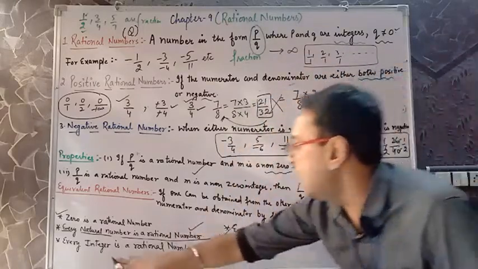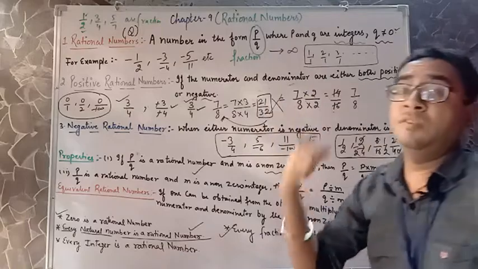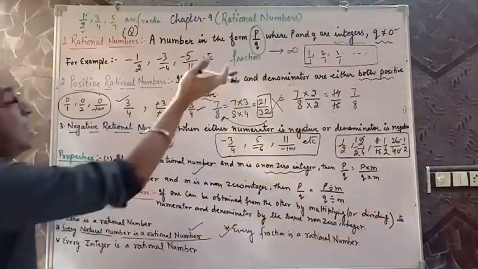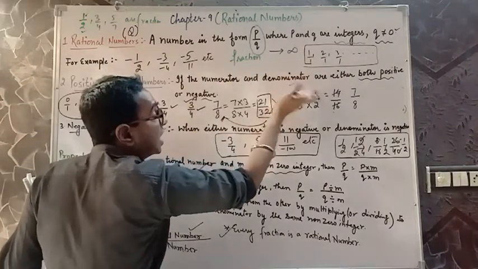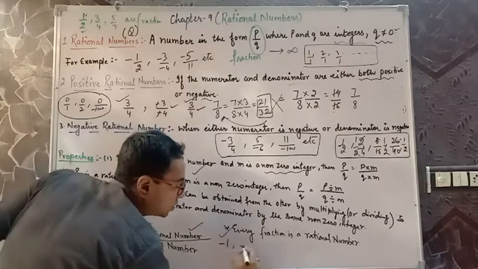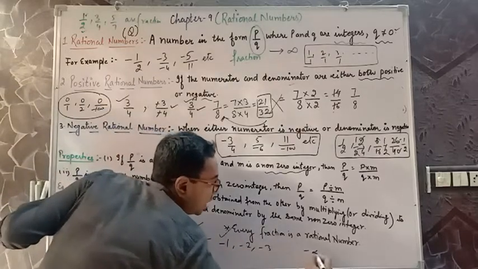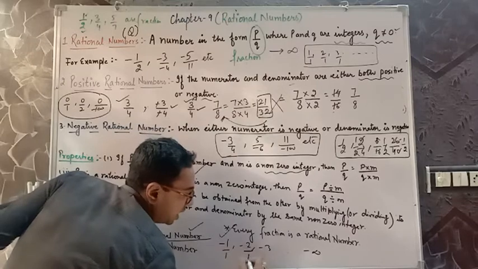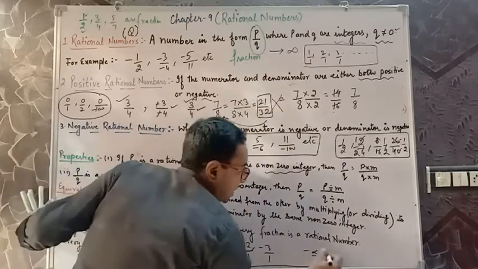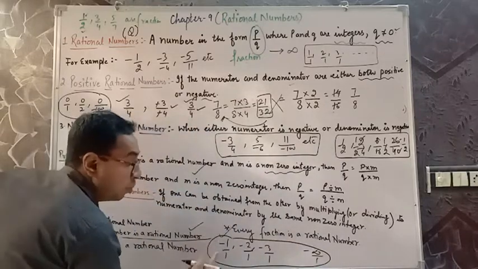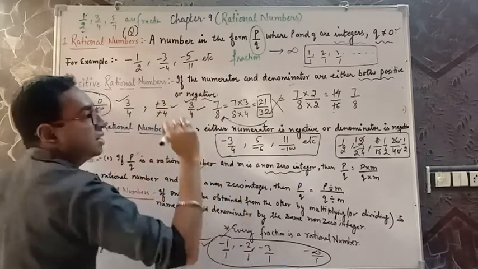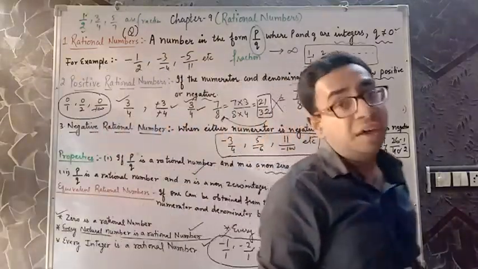Very important. Every integer is a rational number. That is also the case. If every natural number is a rational number, then 0 is a rational number. What is the problem with writing minus 1, minus 2, minus 3 up to minus infinity? What I'll do? Again by 1, again by 1, again by 1. What I'll be getting? I'm getting P by Q form where P and Q are integers and Q is not equal to 0. Hence, every integer is also a rational number.